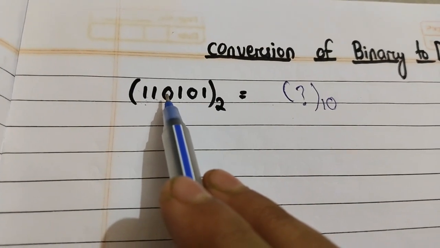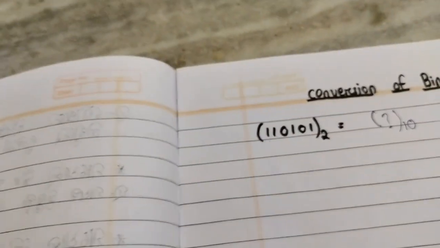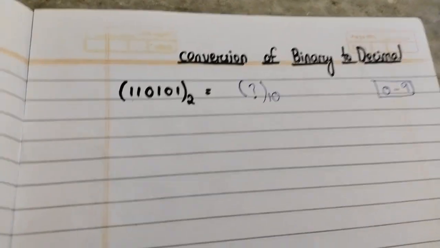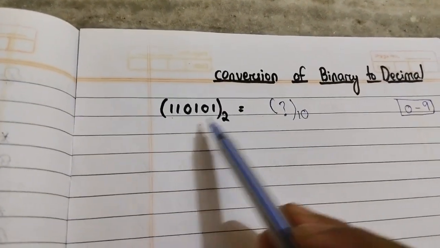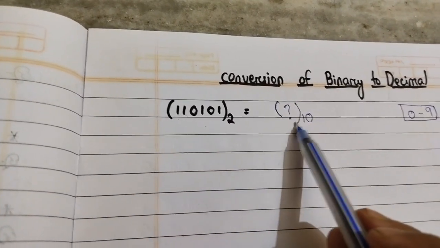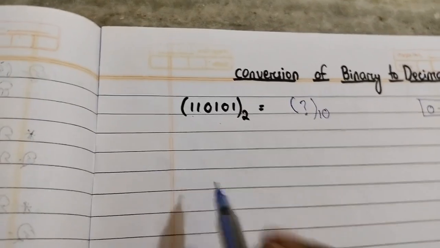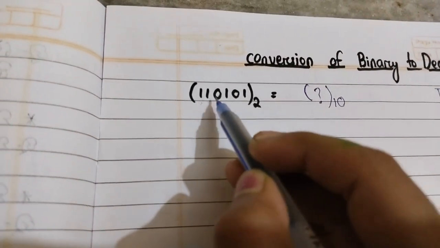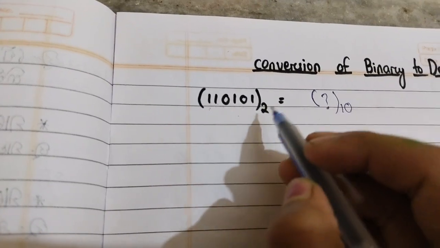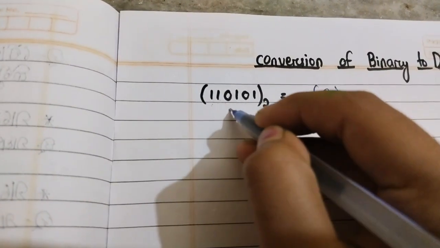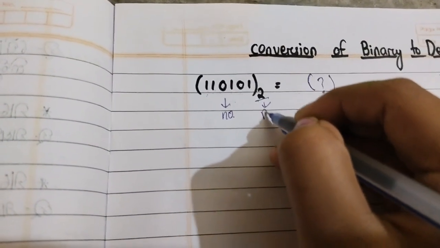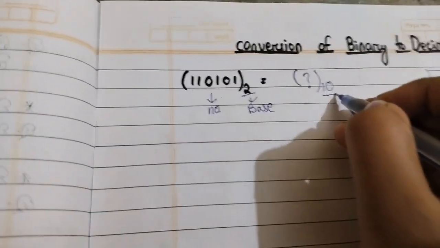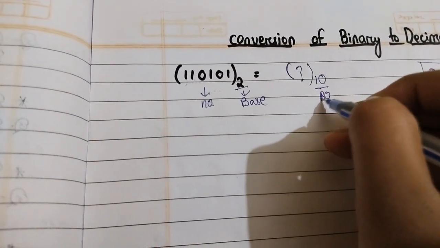So how will we convert? Let's see. Here I have taken an example of a binary number which is to be converted into a decimal number. This is the question: 110101 is the number, and 2 is its base. Likewise here 10 is the base.